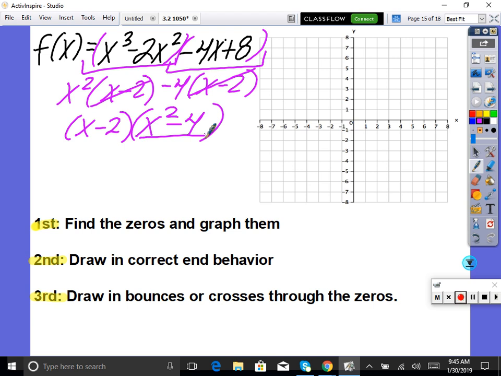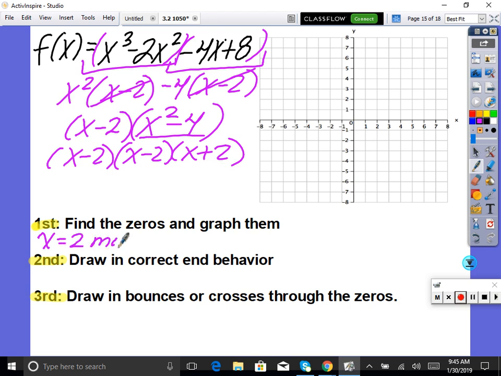Aren't those two perfect squares? And they have a minus sign. So they're conjugate pairs, if you can remember. So we have x minus 2, and then we have this factor to be x minus 2, x plus 2. So our zeros are x equals 2, multiplicity of 2, and x equals negative 2. So it's crossing at negative 2 and 2 only. Those are the only places it can cross.